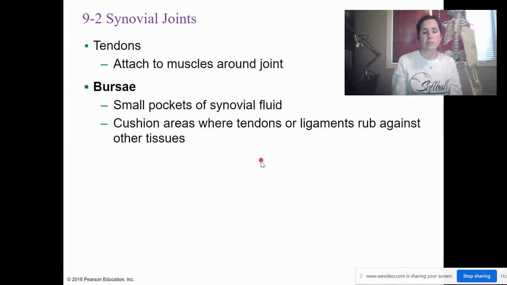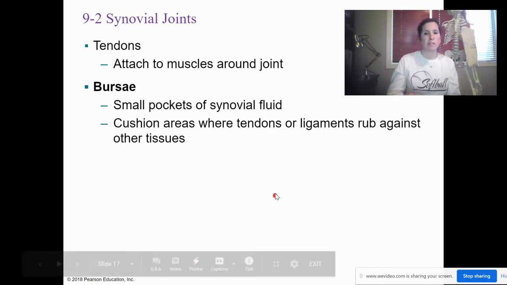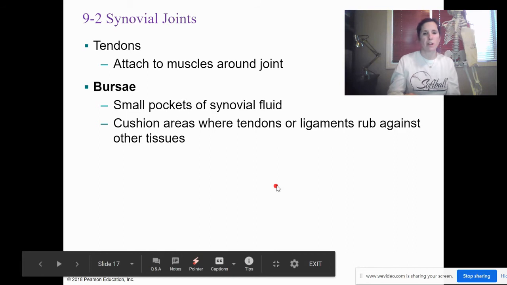Tendons attach the muscles to the bone. You can get tendinitis, which is inflammation of a tendon because you keep irritating the tendon. Bursa, those are the small pockets of the synovial fluid, and they cushion the area where there's the tendons or the ligaments that are rubbing against other tissues.